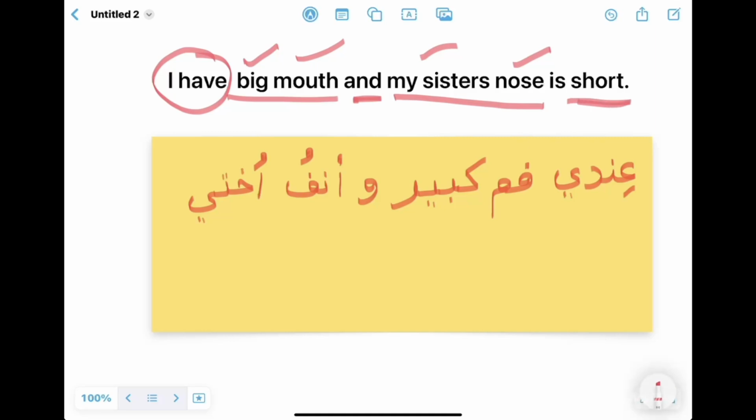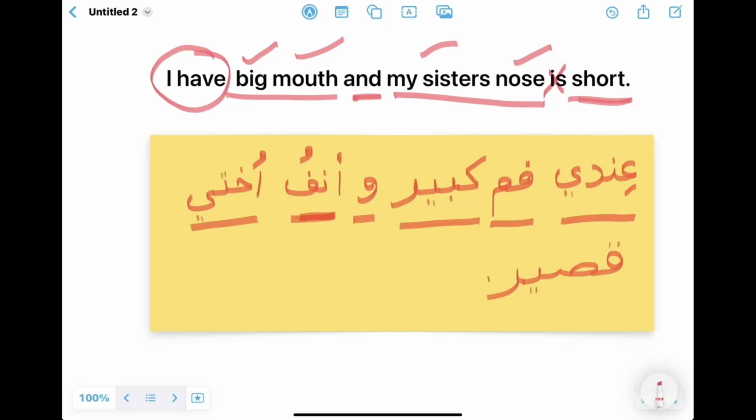Short. So I said there is no translation for is, right? So short. What is short? Qa. What is the first? Qa. Circle head with two dots. Qa. And then sad. And then ya. Ra. Qasir. Very good. So come on, read. Indi. Fammun kabirun wa anfu ukhti qasir. Very good. Next one.